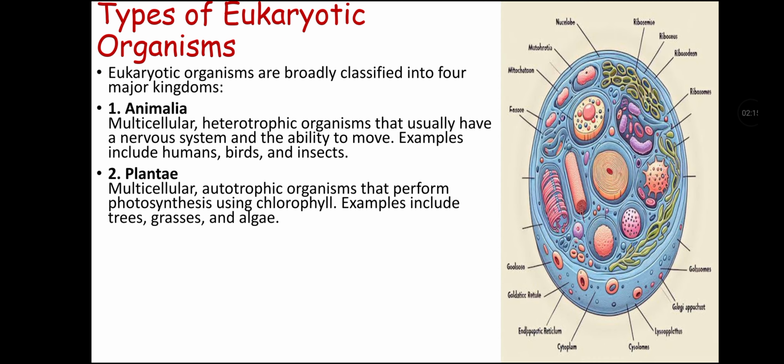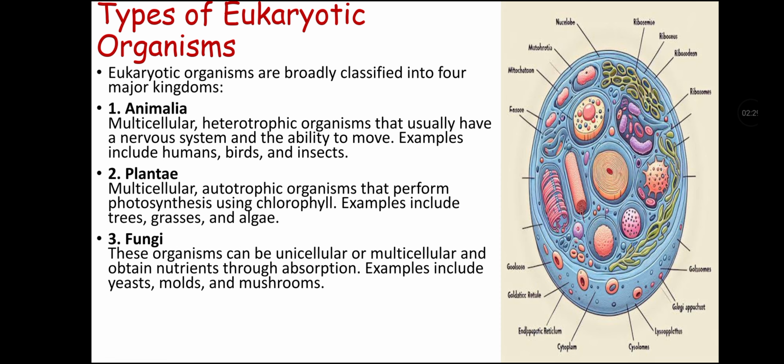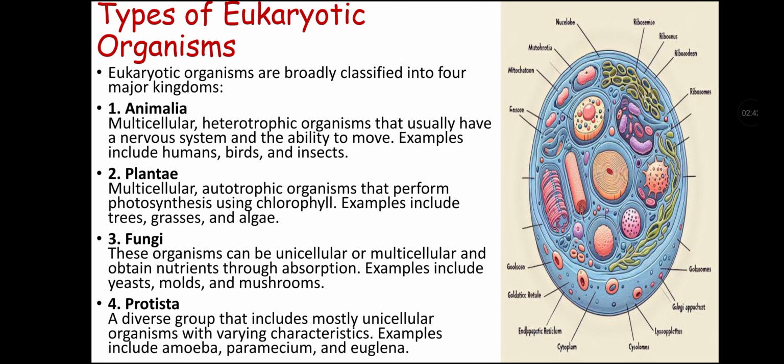Second kingdom of eukaryotic cells is kingdom Plantae. That is the organisms that are multicellular autotrophic organisms that perform photosynthesis using chlorophyll. Examples of them include trees, grasses, and algae. Third kingdom is kingdom Fungi that are the organisms that can be unicellular or multicellular and obtain nutrients through absorption. Examples of kingdom Fungi include yeast, mold, and mushrooms. Next is kingdom Protista, that is a diverse group that includes mostly unicellular organisms with varying characteristics. Examples of them include amoeba, paramecium, and euglena.